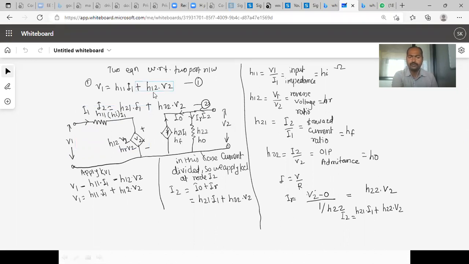H12 V2 indicates the reverse voltage. H12 is V1 upon V2, which is the reverse voltage ratio, so it doesn't have a unit. This term only acts as a multiplying term attached here. So H12 V2 is HR V2, because we have taken HR for H12. So H12 is the reverse voltage ratio, HR, right? These are the things related to the input, right?